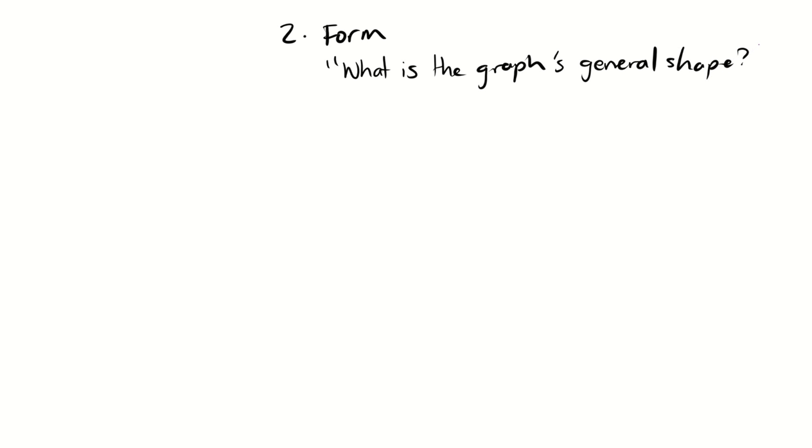The second we're concerned with is the form of the relationship. The form is basically what is its general shape. So if we had a scatter plot that looked like this, if we drew a line through it, it looks like it follows a pretty linear pattern with a negative slope. So we can call this one linear form.